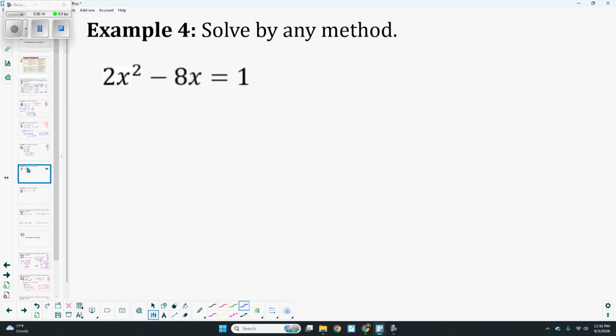All right, example 4. Make my little list. Well, we've already used 3 of the methods. You could probably guess what we're going to have to use this time. A is not 1, so complete the square is out. We have an x term, so square root is out. Let's go to our discriminant.